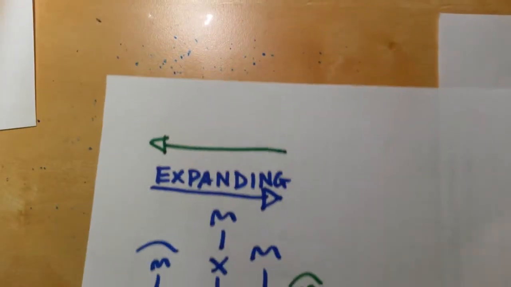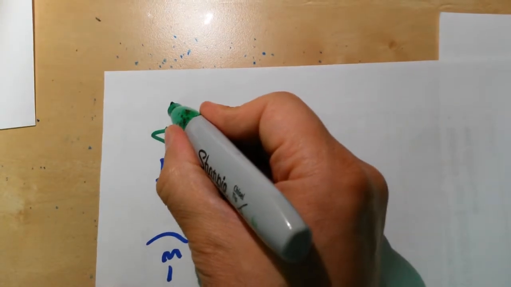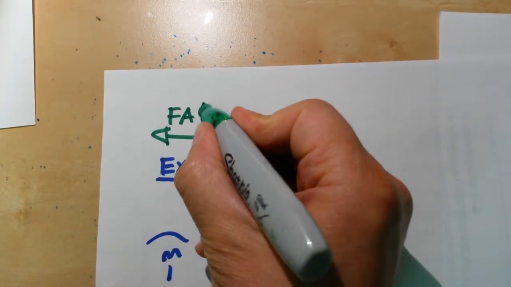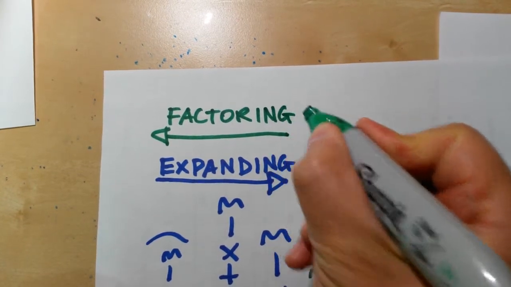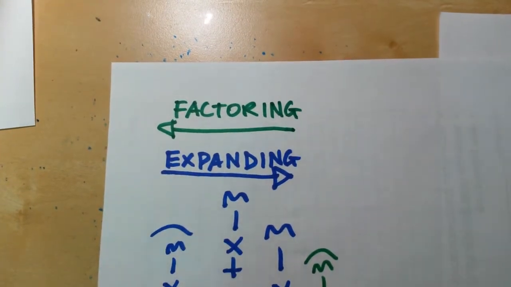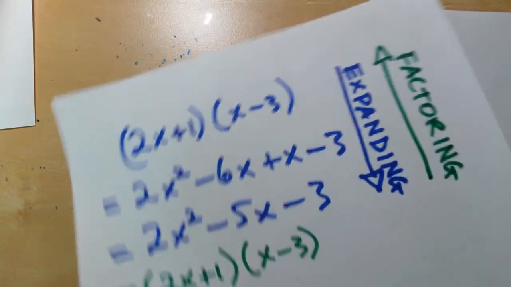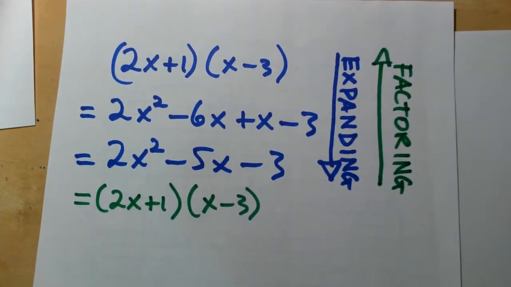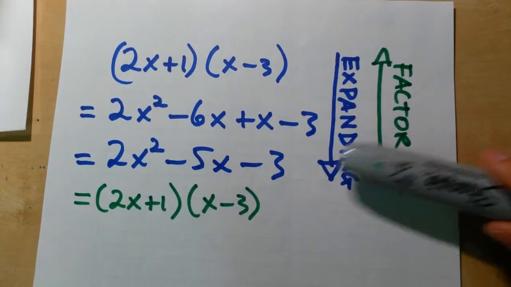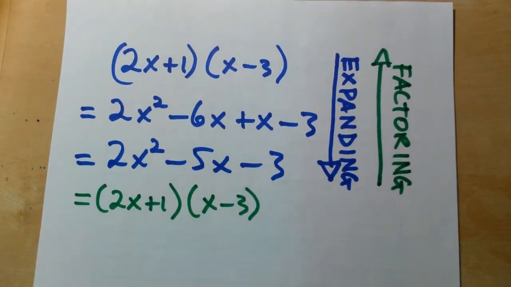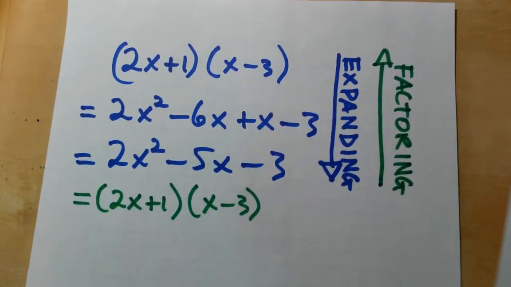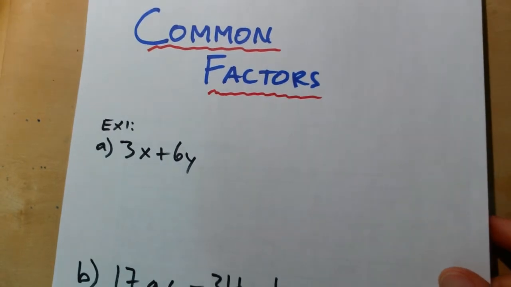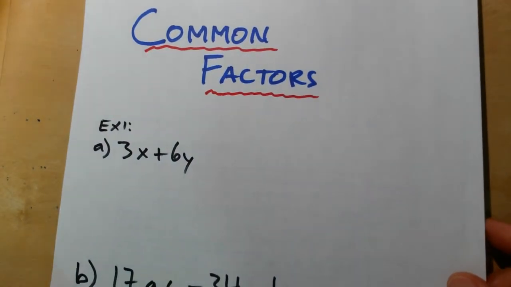So let me rewrite this. Factoring is the opposite of expanding. And this is essentially what we're doing when we're factoring. We're going backwards. We're doing the opposite of expansion. But first, before we start going more in depth with factoring trinomials, let's start looking at just common factoring, something that you are familiar with from previous grades. So let's start looking at some examples.